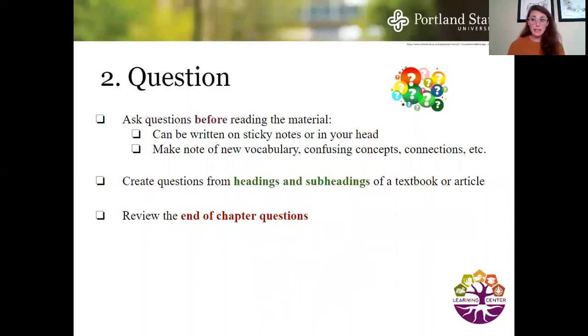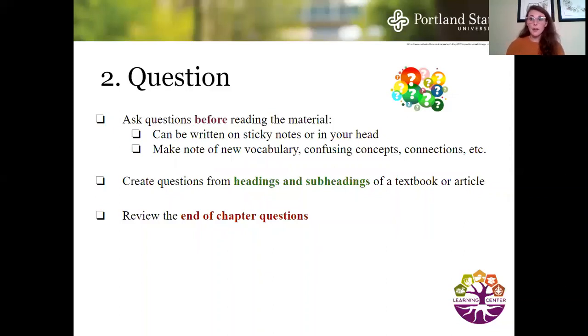What am I supposed to be getting out of this reading? Jot down some of those, or just think about it to prime yourself before you start reading through the information more in depth. Or it could be that you're looking through some of the headings and subheadings and turning them into questions yourself.